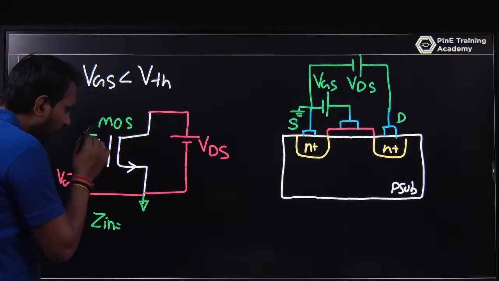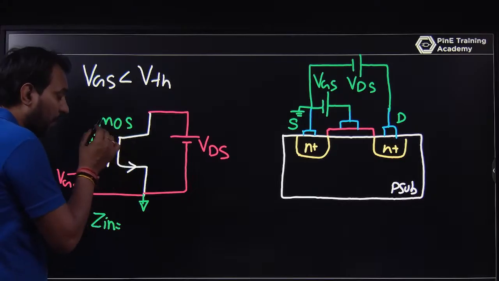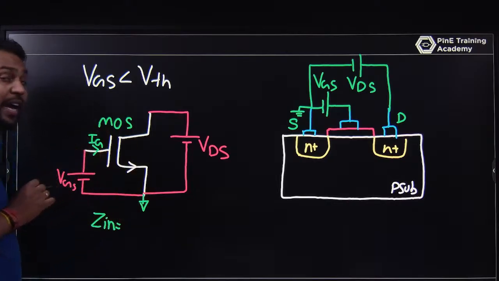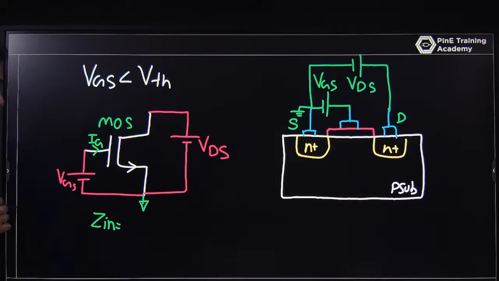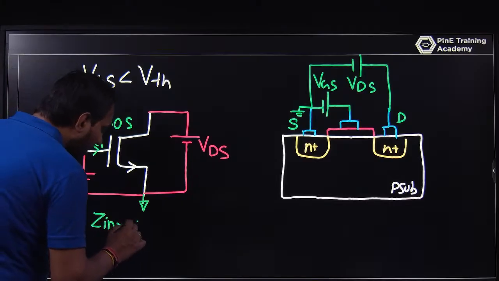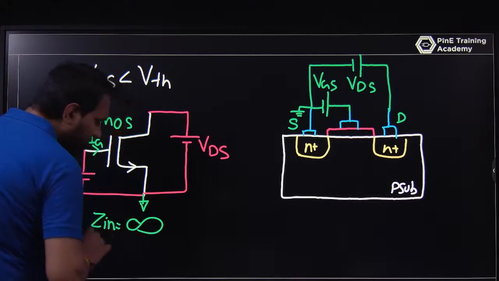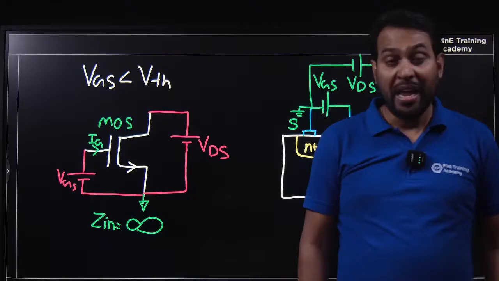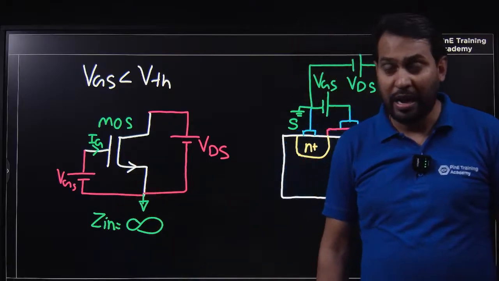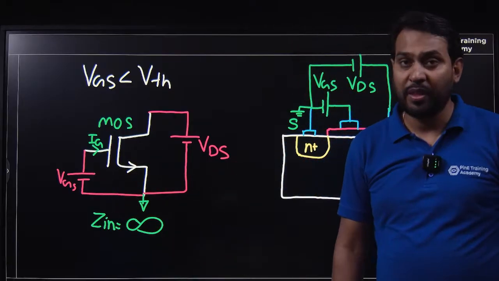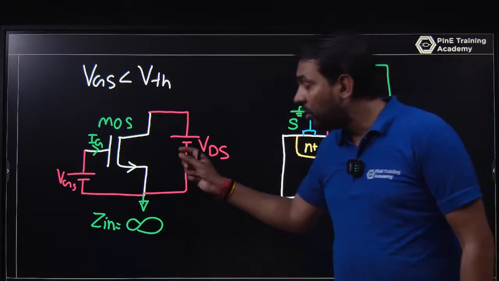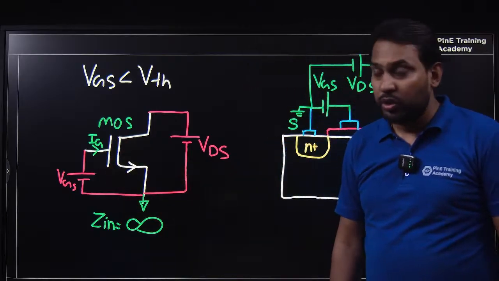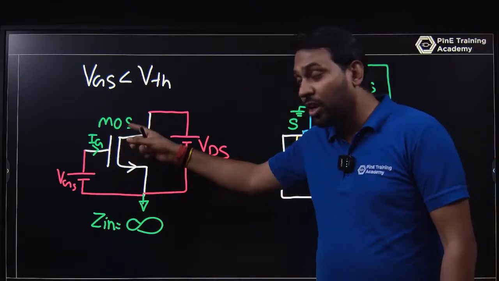Okay, so in a metal oxide semiconductor, we are designing a MOSFET in such a way that the gate current is 0 ideally, and the input impedance is infinite. If you talk about a BJT, you have a base current, and the base current is not 0 ideally. But in a MOSFET the gate current is 0. So if the gate current is 0, that means there is no loading effect.